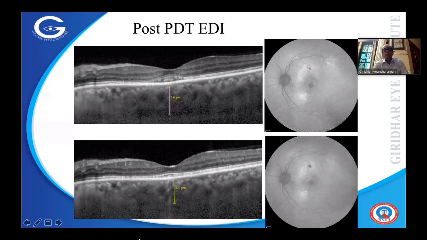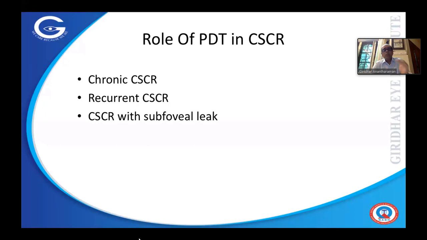We are having a large number of series in our center. Both me, Mahesh, and my colleagues have been treating for the last many years. We are now working on our data to see what is the incidence of recurrence after PDT in chronic central serous chorioretinopathy. But this is one good case just to show you how in long-term follow-up there is no recurrence. Therefore, the question arises, what is the role of low-fluence or half-fluence PDT in CSCR?